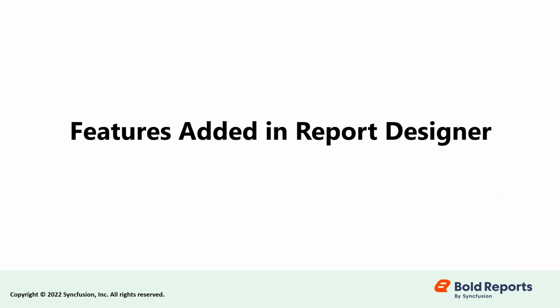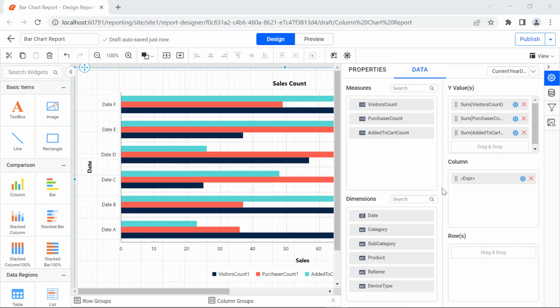First, let's see the newly added features in Report Designer. We've included the custom legend text property in the chart series properties to customize the series legend text. Let me explain this property with the sample report I have created. I have added a bar chart and assigned values to it.